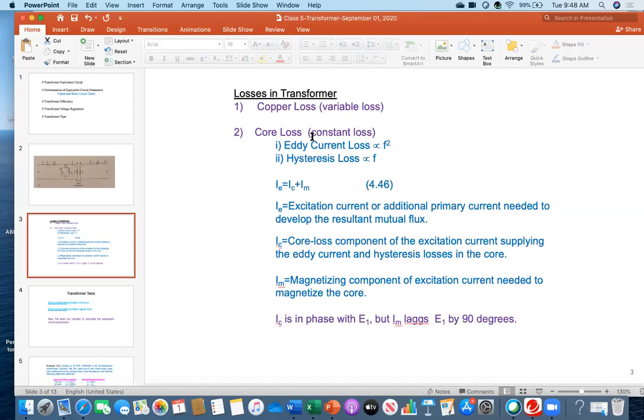Those constant losses have two components. One is called eddy current loss, the other one is called hysteresis loss. And you see, I have written down that eddy current loss is proportional to frequency squared, and hysteresis loss is proportional to frequency. Therefore, hold on for a moment here. Let me show you on the whiteboard, then it will be clear. I am talking about this core material, the magnetic material, on which we place the coils.